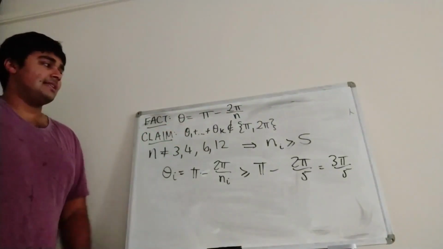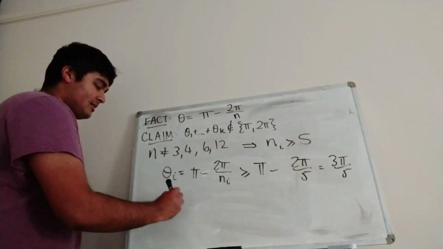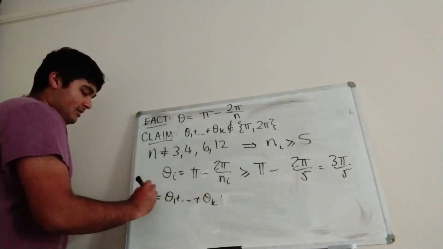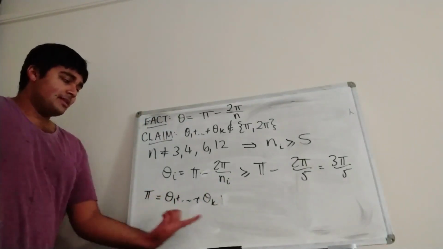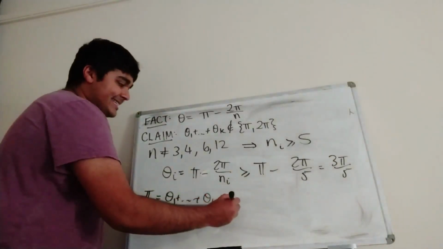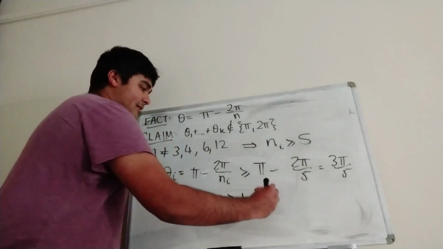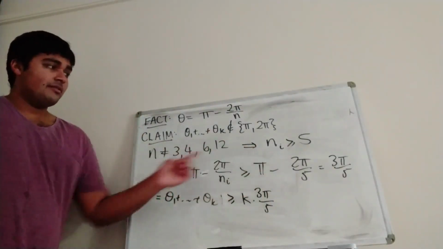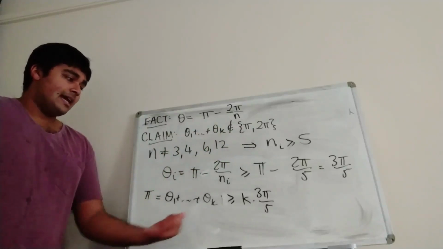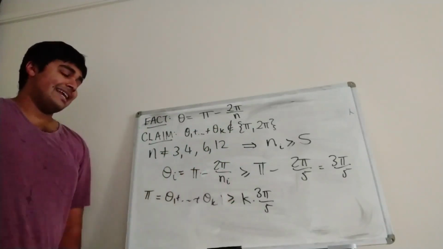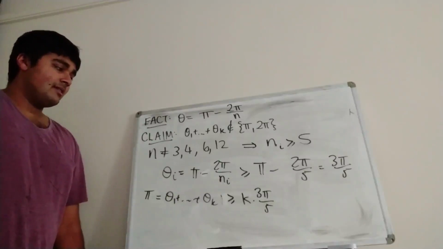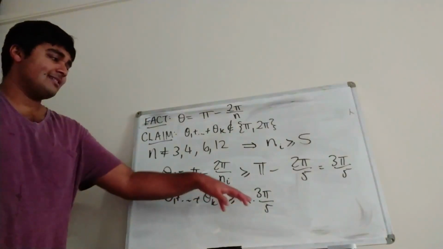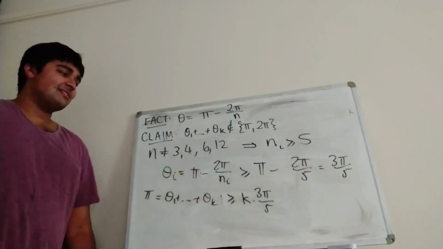But then if we come back to this, suppose theta_1 plus all the way up to theta_k was equal to pi. We notice that this is at least k times 3 pi over 5, because each of these theta_i's is at least 3 pi over 5 from this argument. And of course there are k of them, so this sum is at least k times 3 pi over 5.